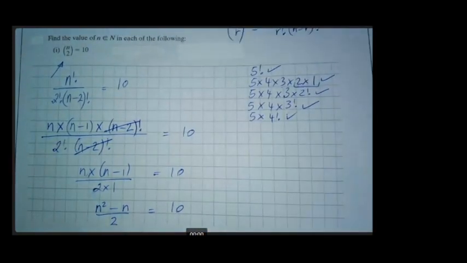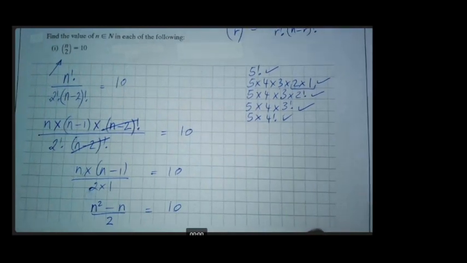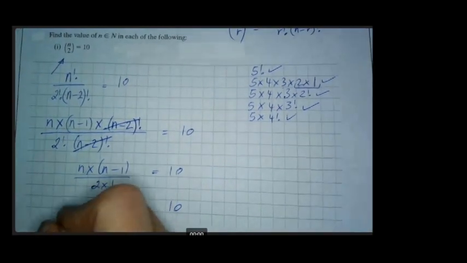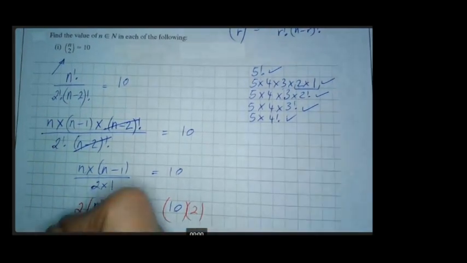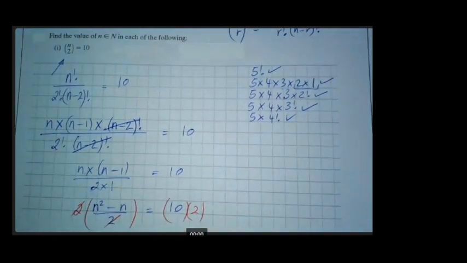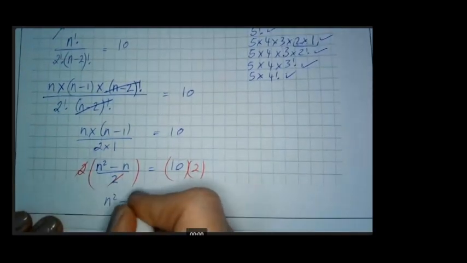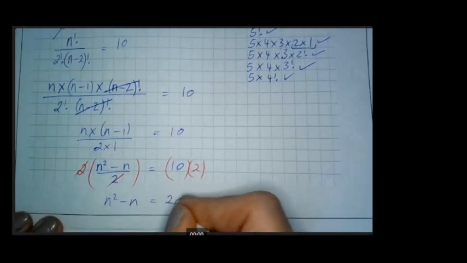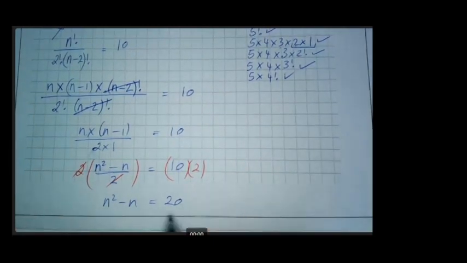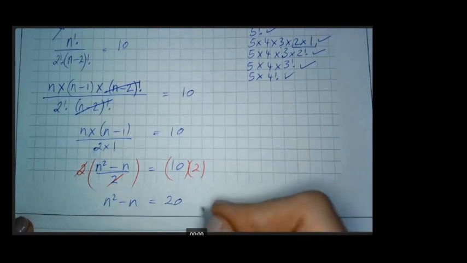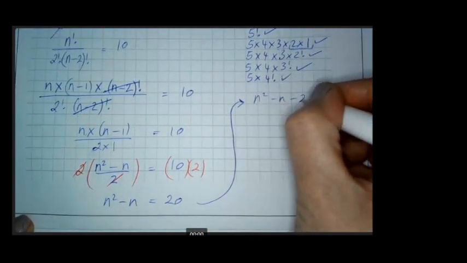And now what am I going to do? I'm going to get rid of that denominator straight away. Whenever you have a denominator, let's get rid of it. And because it's an equation, what I can do to get rid of that is I'm going to multiply both sides by 2. And that's going to give me n squared minus n is equal to 20. What I have now is quadratic. So let me bring everything over to the left like I would with a quadratic. n squared minus n minus 20 equals 0.